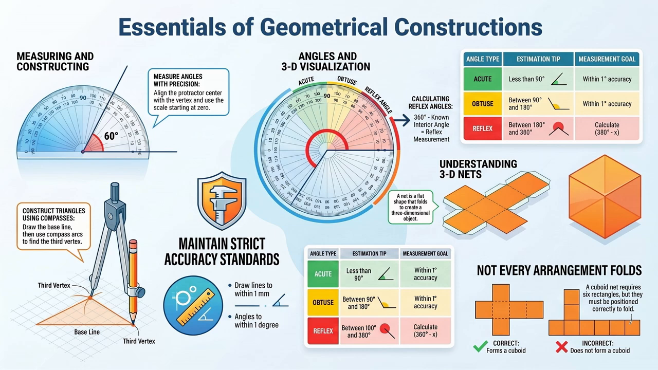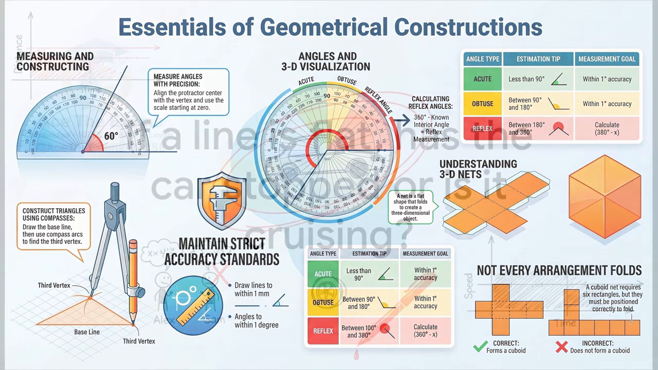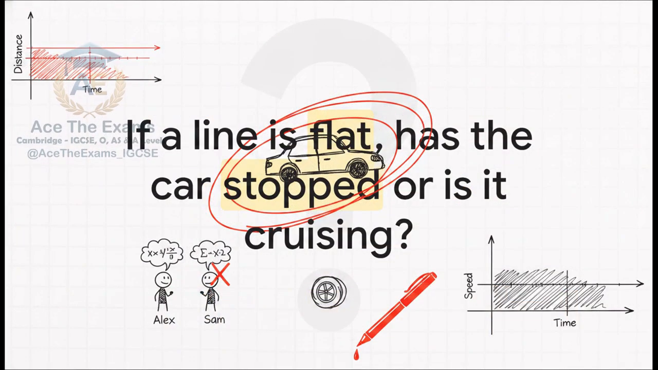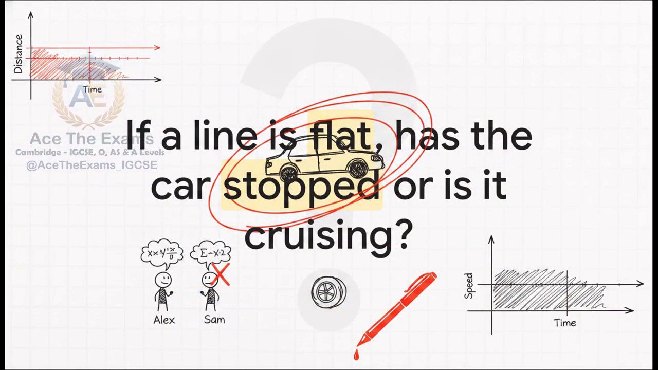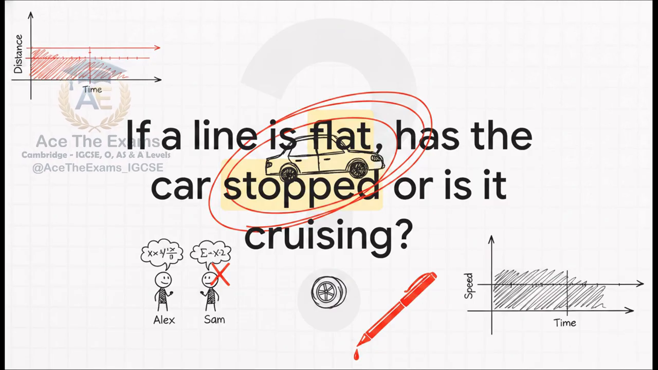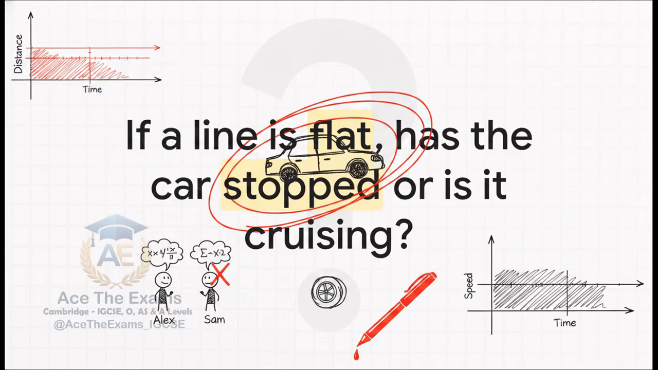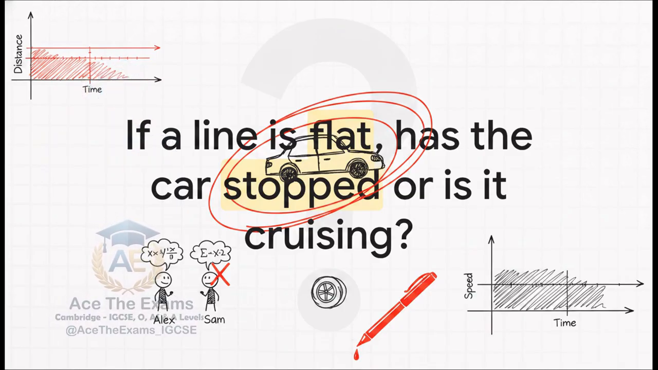Okay, listen up, because this right here is the exact trap that catches thousands of Cambridge mathematics students every single year. I want you to picture this. You're sitting in the exam hall, the clock is ticking, you open your 0580 past paper, and you see a perfectly flat horizontal line on a graph. The question simply asks you to describe the motion.